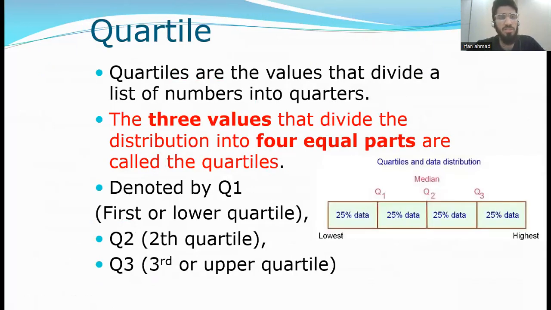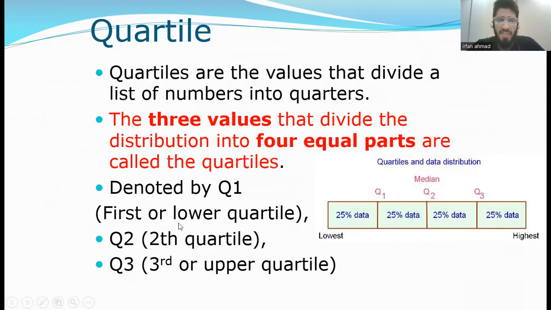Now let's talk about the fourth thing that we mostly use in statistics for finding out about the data distribution, that is called quartiles. Quartiles, as the name denotes, are the values that divide a list of numbers or observations into quarters. The three values that divide the distribution into four equal parts are called quartiles. Q1 is the first or lowest quartile, the value that marks the lowest 25% of the data.